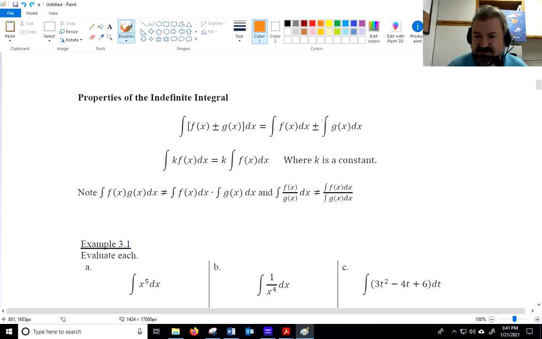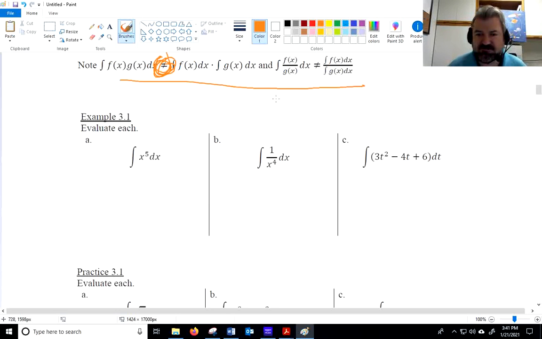You can see we can split them across addition and subtraction, but we cannot, that's saying not equal, separate multiplication and division. That does not work. Okay. We can still pull out constants though, and so that's nice.